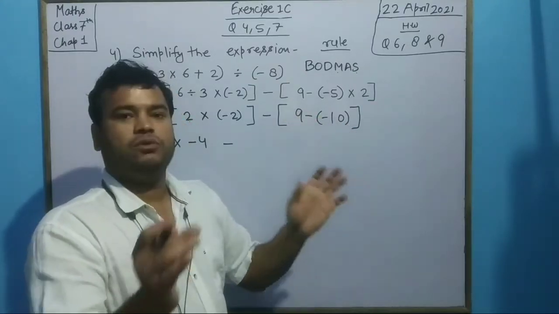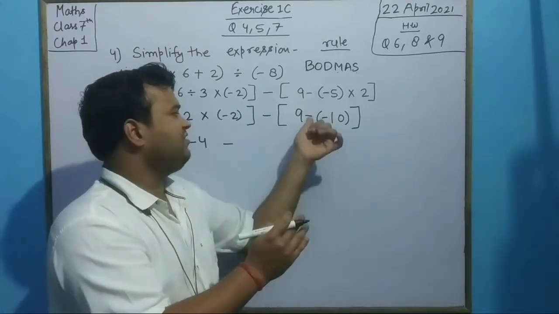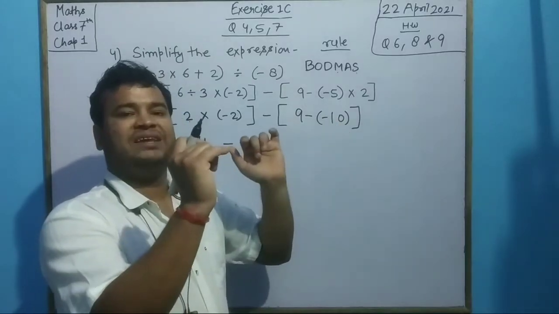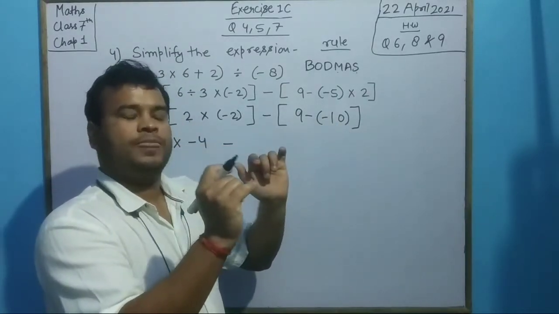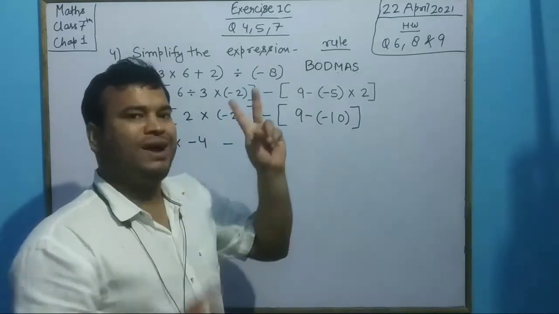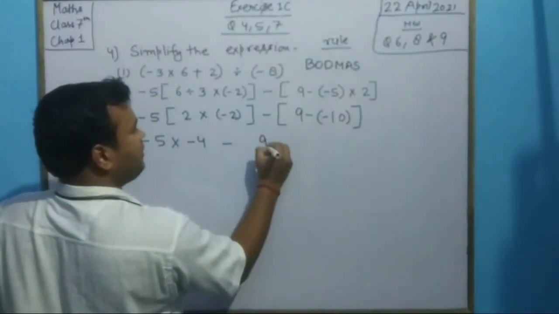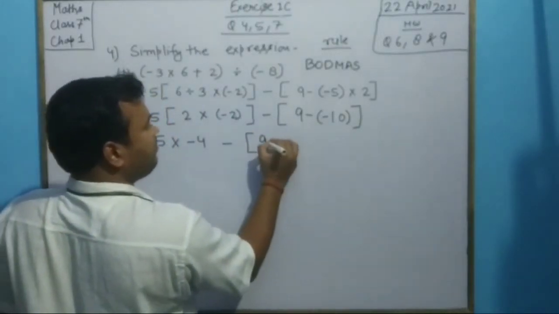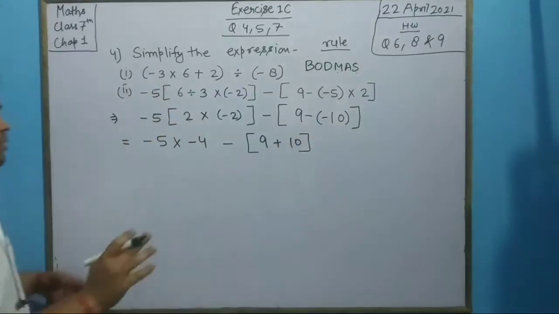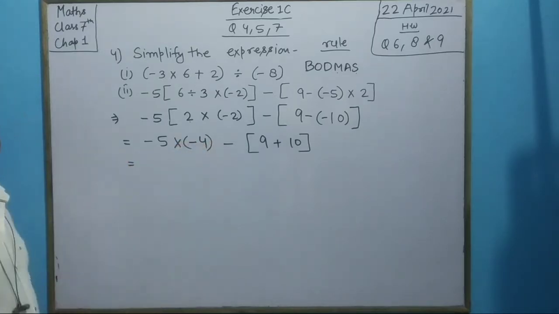I have told you, if there is any sign just outside the bracket. Here is minus, here is minus. There are two minus signs being multiplied. Okay, there are two negative signs being multiplied, so it will be positive. So it is 9 minus minus, it is plus, 9 plus 10. So let us again, here bracket, you can always use bracket also.